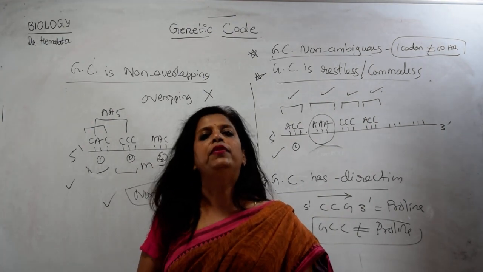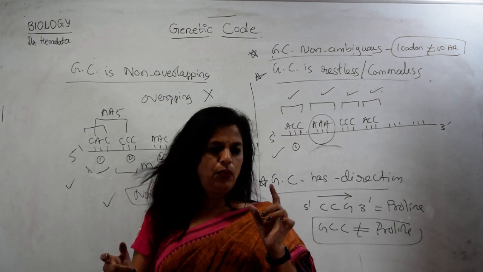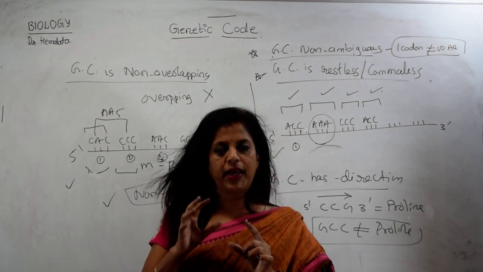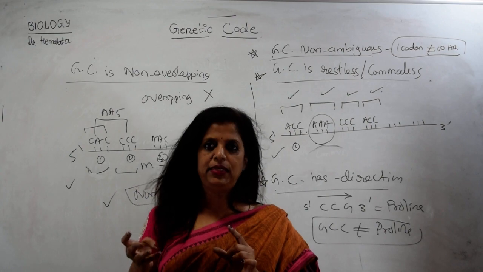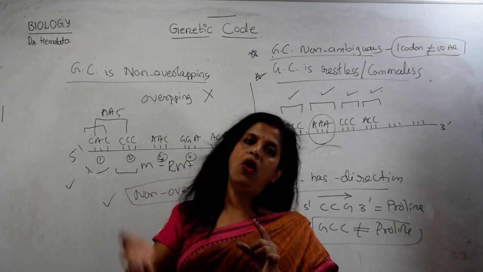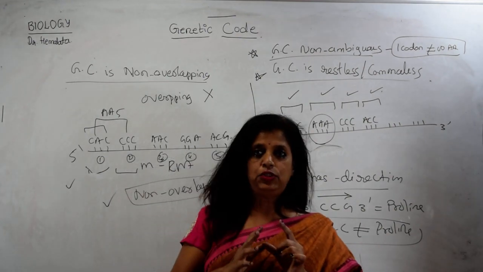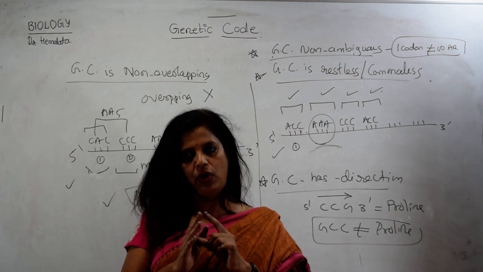Then I said the genetic code has a degeneracy character. It means one amino acid may be coded by more than one triplet codon. Like I gave the example of proline, coded by CCG, CCC, CCU, CCA. All are forming proline only. If that is true, the reverse way, don't write it. That condition is called degeneracy of codons.